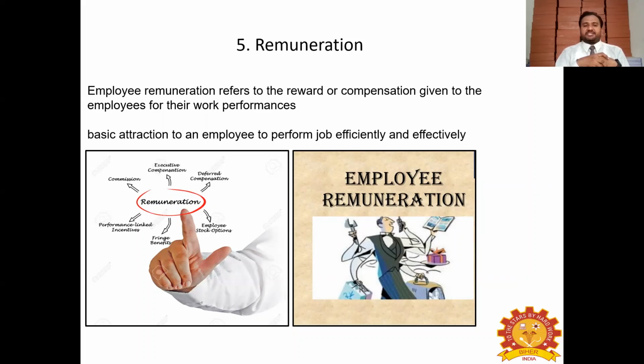Employee remuneration refers to the reward or compensation given to employees for their work performance, right? It is purely based on their performance. If the performance is good, they may be paid an additional benefit, right? So it is considered the basic attraction for any employee to perform their job efficiently and effectively, right?